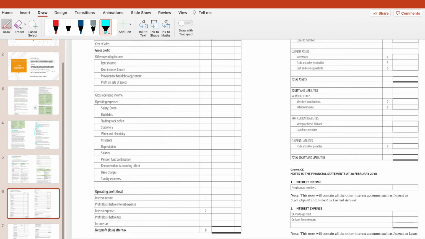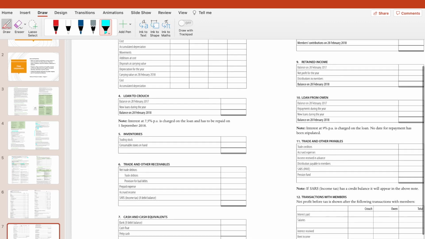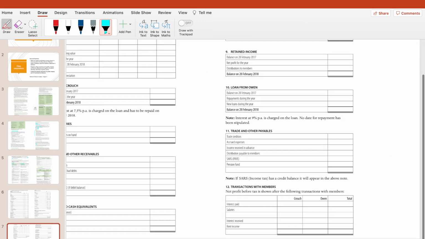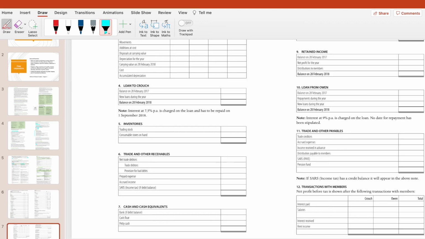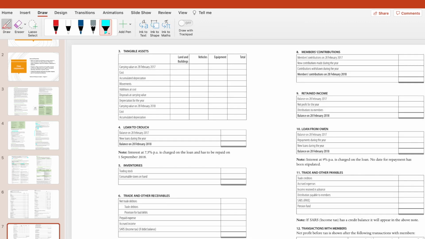And believe it or not, there are also no exercises for this. So this is just for your knowledge to know what is a CC, what are the differences, what are the similarities, and what is the founding statement. And yeah, that is all for this lesson, for term 2 on closed corporations.